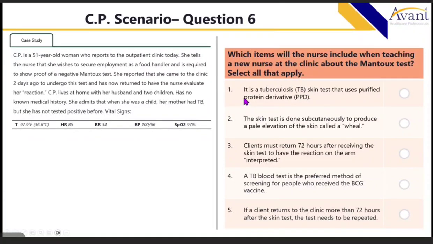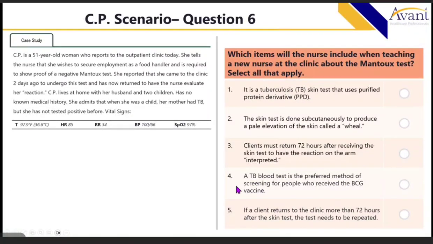Number 1, it is a tuberculosis skin test that uses purified protein derivative, also known as PPD. Number 2, the skin test is done subcutaneously to produce a pale elevation of the skin called a wheal. Number 3, clients must return 72 hours after receiving the skin test to have the reaction on the arm interpreted.